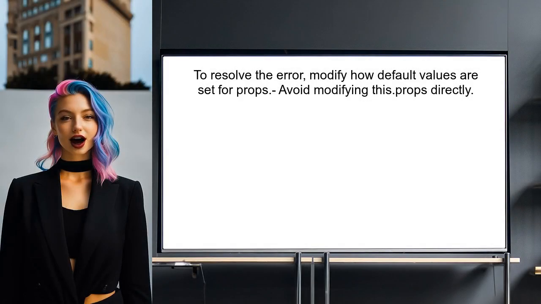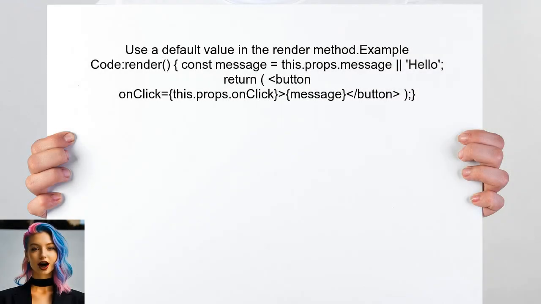To resolve the error the user is encountering, we need to modify how default values are set for the props in the app button component. First, the user should avoid directly modifying this.props as it is read-only. Instead of changing this.props.message directly, the user can use a default value in the render method. This way, if the message prop is not provided, a default value will be used.